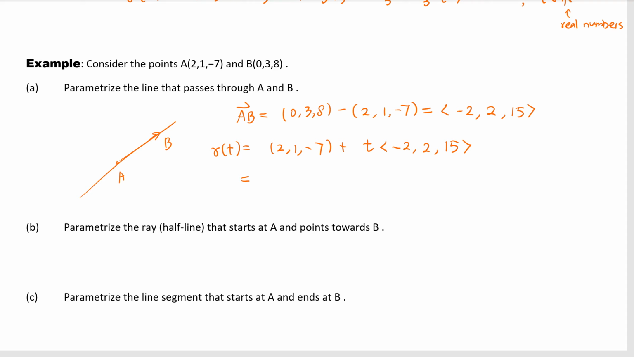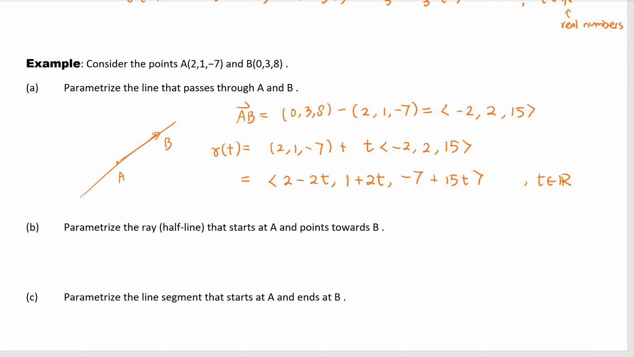Don't forget, when you work on the examples, feel free to stop the video and try the problem first. After you're done, you can continue to play the video and check your answers. So here we have (2 minus 2t, 1 plus 2t, minus 7 plus 15t), and t is any real number.